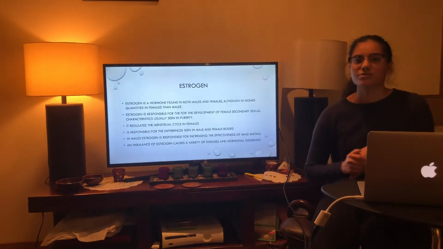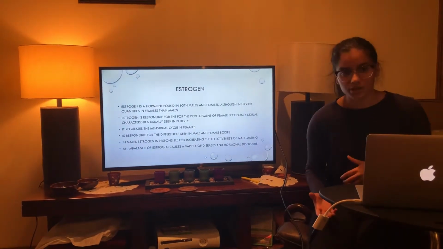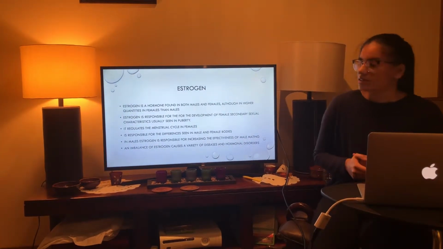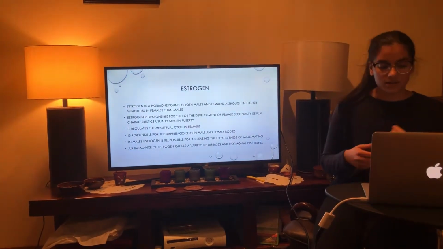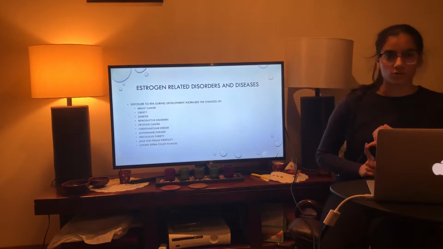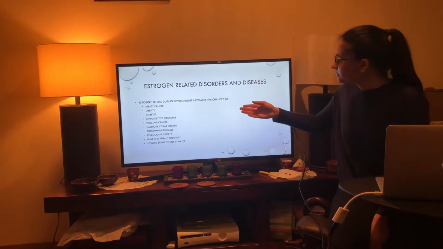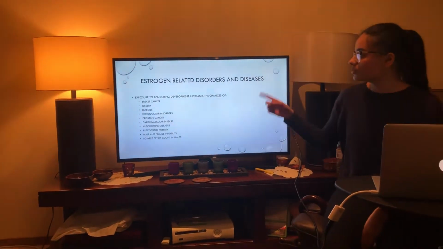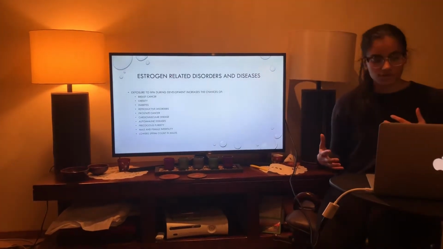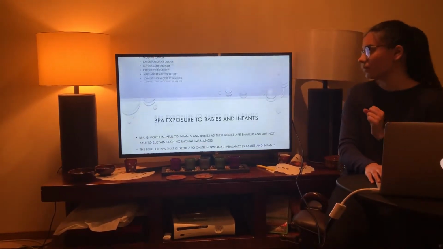Estrogen is a hormone that's found in both males and females, but in higher abundance in females. It is responsible for female puberty, as well as the differences seen in male and female bodies, and regulation of the menstrual cycle. In males, it is responsible for increasing the effectiveness of male mating. If there's an imbalance in estrogen levels in your body, you can have hormonal disorders, endocrine disorders, as well as a lot of diseases. These are the diseases that you have an increased chance for: breast cancer, obesity, diabetes, reproductive disorders, prostate cancer, cardiovascular disease, precocious puberty, male and female infertility, and low sperm count in males as well.